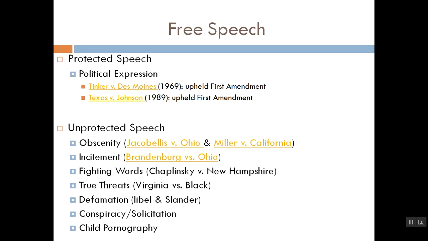The next category of unprotected speech is what we call incitement. You're not, generally speaking, allowed to incite people to imminent lawless action. But I want you to understand a couple of things about that. And in order to do so, you're going to need to look at the case of Brandenburg versus Ohio.